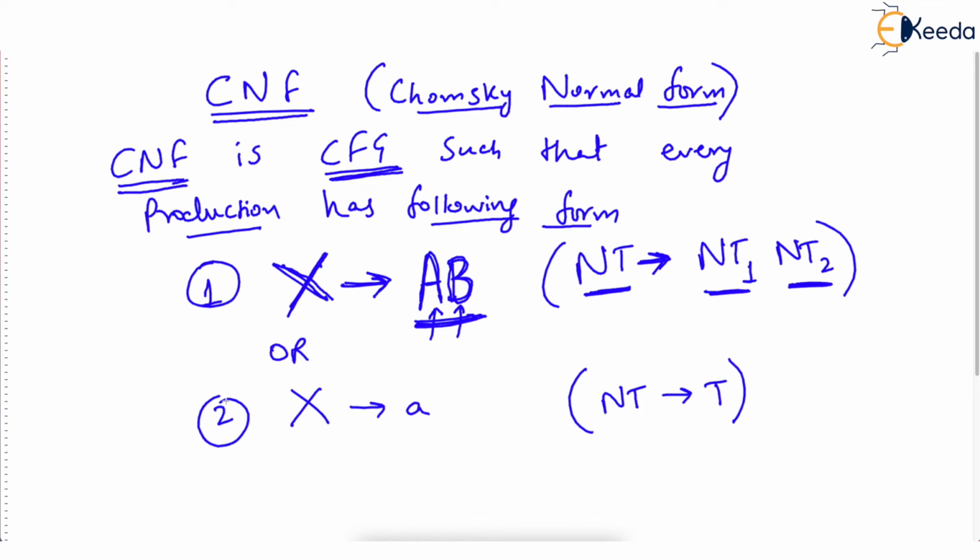A non-terminal on the left derives non-terminal 1 followed by non-terminal 2. Or the other form of the production is a non-terminal derives a single terminal. On the right hand side you can have only one terminal or two non-terminals. Non-terminal derives exactly one terminal. But then don't go very far. This is nothing but CFG.